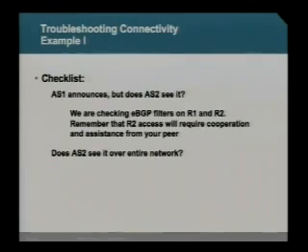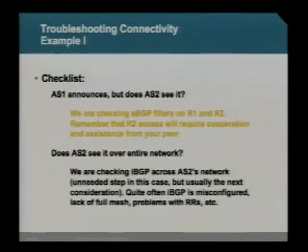Don't send an email to your neighbor demanding access to their router. Get them to actually check that they can see the prefix. Get them to send you BGP output. And if it's there, then you can look further afield. Does AS2 see it over the entire network? Check that they've actually got the iBGP working properly. Check that they've actually got next hop reachability. Because even if the prefix can be seen, if the next hop is not valid, they're not going to send it to their neighboring ASs.